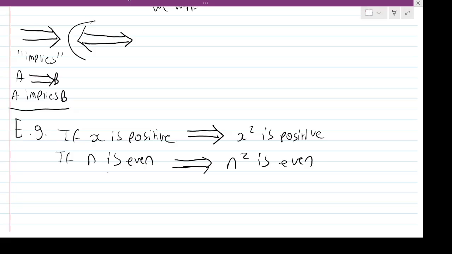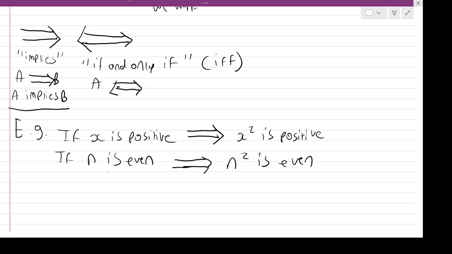Okay, but what about this double arrow then? That is if and only if. Or, because we're lazy mathematicians, we sometimes call it iff, with a double F. And so we would say A, then the double arrow, B, and that means A if and only if B.